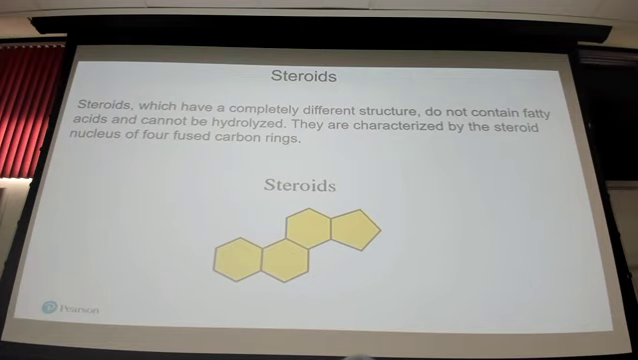Then we know that the structure of steroids is completely different from the structure of the previous lipids that we've talked about. These are categorized as lipids because, like the other molecules, they are nonpolar and they can be dissolved in organic solvents. Steroids have 4 ring structures fused together. 3 of the ring structures are 6 carbon rings, and the other remaining one is a 5 carbon ring structure.